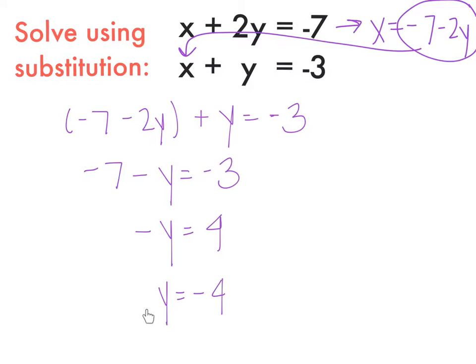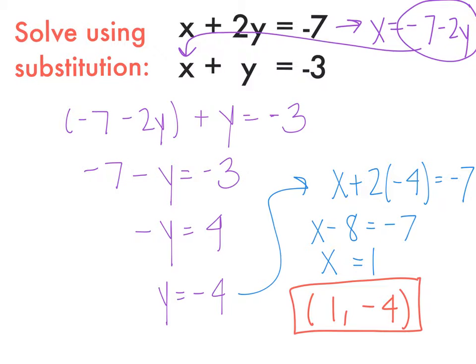So what I'm going to do with that number is plug that back into either one of these to get my x value. And when I do that, I just picked the first equation. You could pick the second one if you wanted to. And I get x equals 1 and y equals negative 4, so my solution set is 1 comma negative 4.